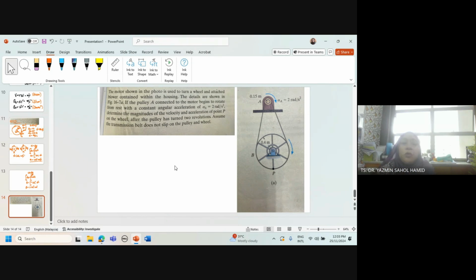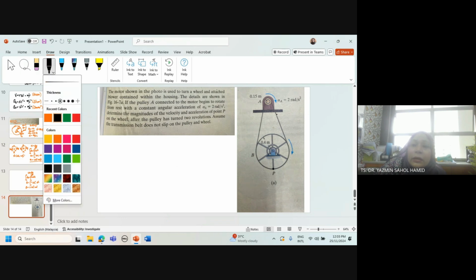Okay, a motor shown in the photo is used to turn a wheel, and attached to a blower contained within the housing. So kita ada motor dekat atas ni. Okay, ada, and then dia attached to a wheel.